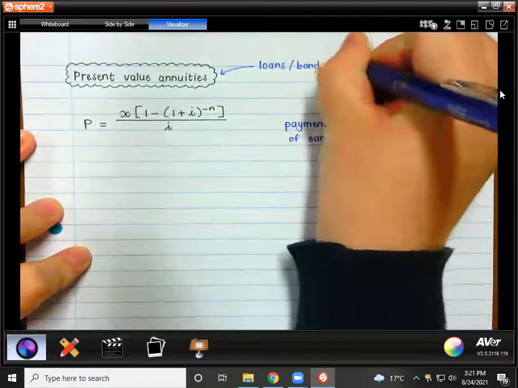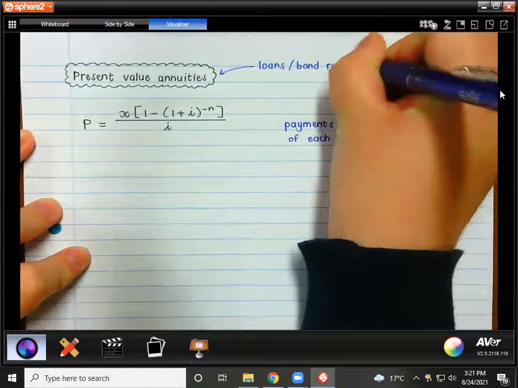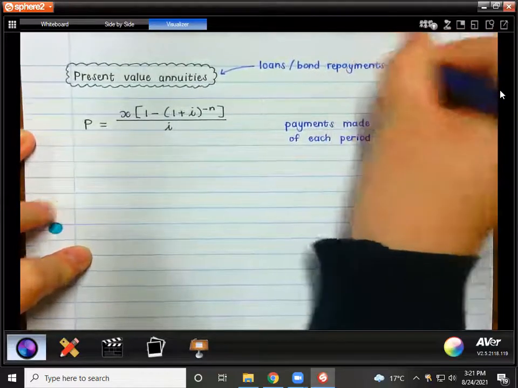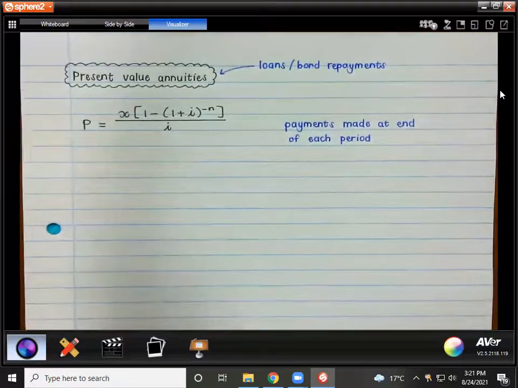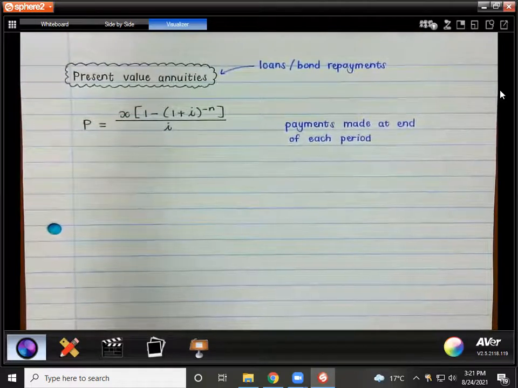That's a real world example. Get ready. It's not all it's cracked up to be.